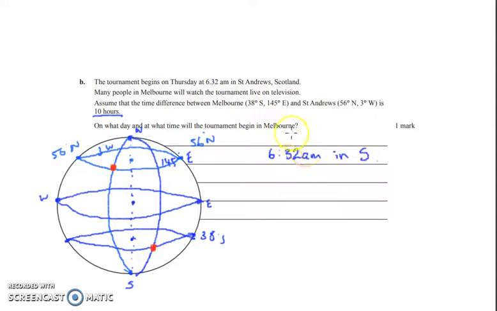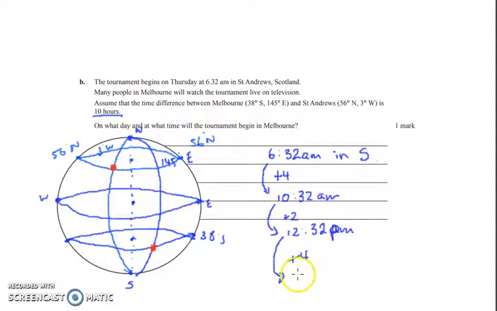So Melbourne's current time is 10 hours after this time. To work out what 10 hours is from here, a simple thing you can do is break it down into little parts. It's 4 hours to get to 10:32 AM. To get to 12:32, it's another 2 hours. PM, because it's gone over the 12. So that's a total of 6. We need 4 more hours to get to the 10, which would put us at 4:32 PM.